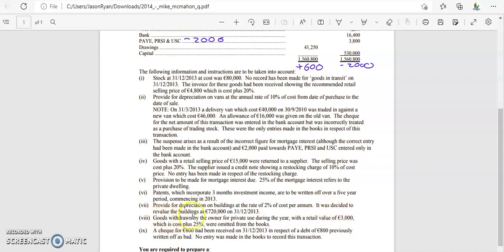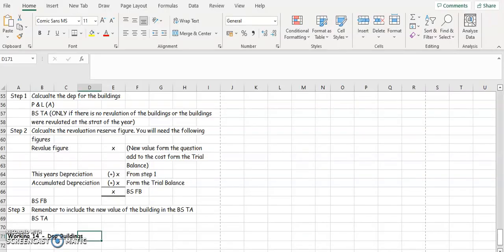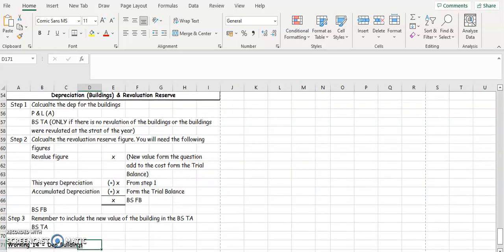I decided to revalue the buildings at 720,000. So that's going to be our new figure for buildings for cost that goes into your balance sheet as a tangible asset. And we're going to have to calculate a revaluation reserve because we've revalued the buildings. So three figures for the revaluation reserve. One is going to be the increase in the value of our buildings, the depreciation for this year that we've calculated as part of this working, and then our accumulated depreciation that we have in the trial balance itself. So once again, three steps involved with this.